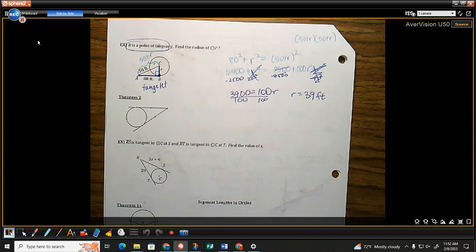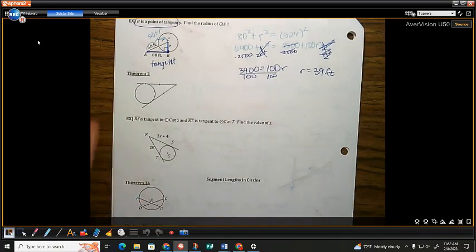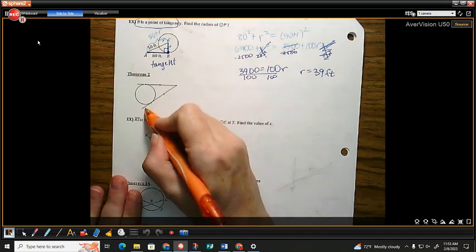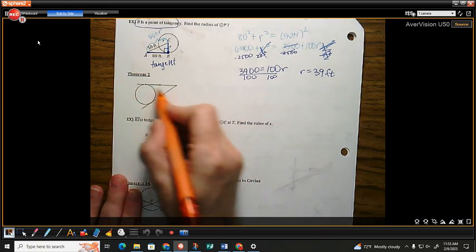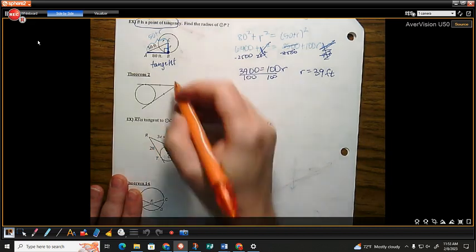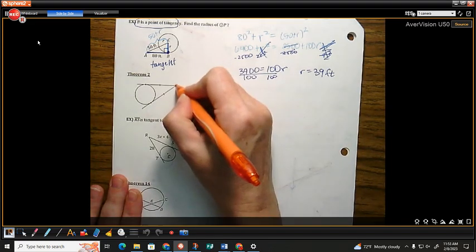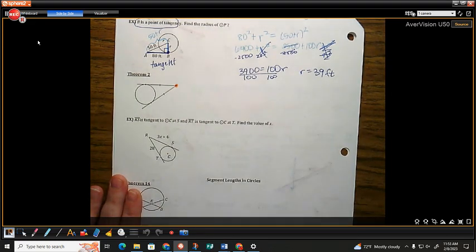You're geniuses. Okay, theorem 2. So look at your theorem 2 on your formula chart. What do you think theorem 2 is about, just looking at the picture? Probably about tangents. Because don't these kind of look like they're touching the circle in only one point? Tangent. And what do you notice about these two tangents? There's two lines. They're touching each other outside the circle.